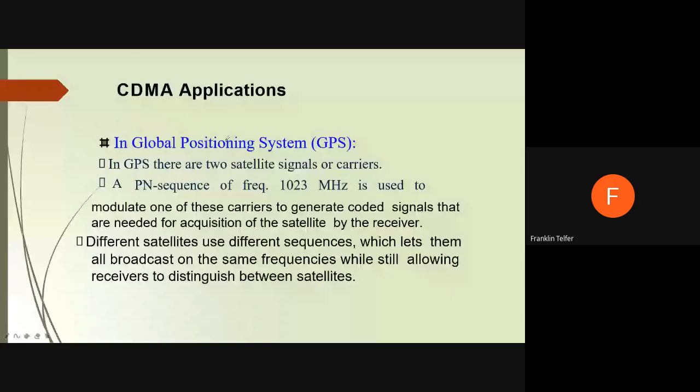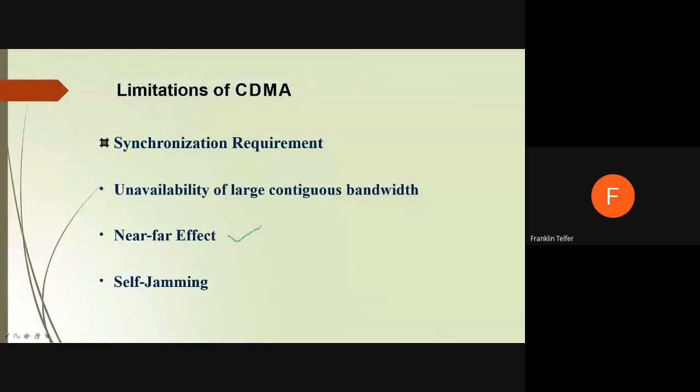Some limitations are the near-far effect, self jamming, availability of contiguous bandwidth, and synchronization requirements. Some synchronization has to be done. Self jamming happens due to a lot of different ports; these two different ports can be jammed together and crosstalk can happen. But these are some of the limitations.